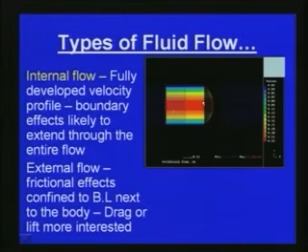Now, as far as internal flow is concerned, take a pipe flow. The boundary effects are likely to extend throughout the entire flow, as you can see in this slide. Here a fully developed velocity profile is formed, and the boundary effects are still there and extend through the entire flow. This is again internal flow. As far as external flow is concerned, the frictional effects are confined to the boundary layer next to the body, and the drag or lift are more important.